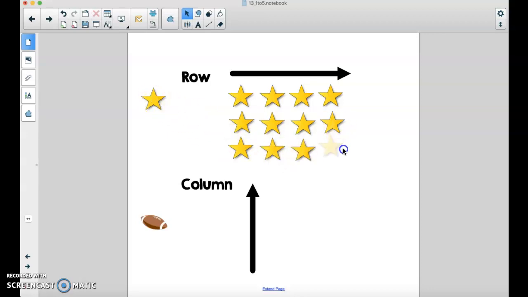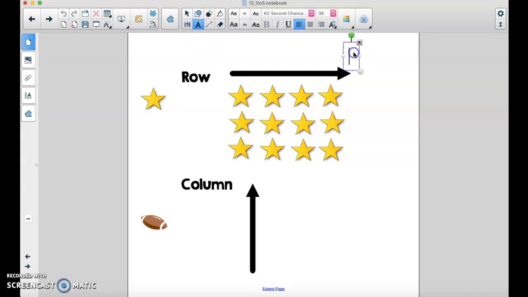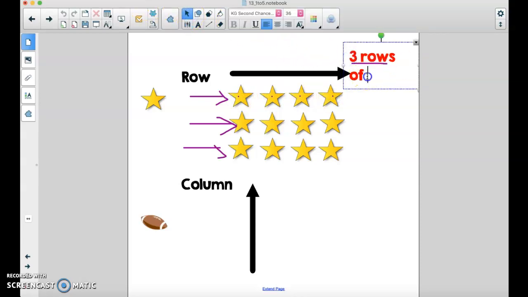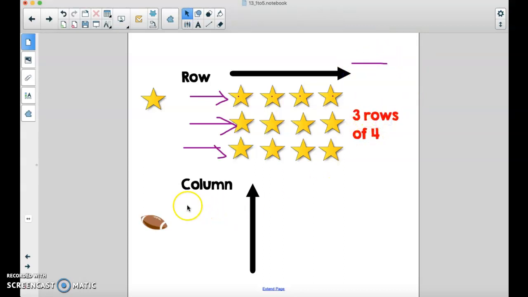And so if I made this a sentence, I would actually have three rows of, and then the of part means in each. So right now, if you look, I have three rows. 1, 2, 3. So I have 3 rows already. Now how many are in each row? Let's count. 1, 2, 3, 4. So then my sentence right here would say 3 rows of 4. That matches.